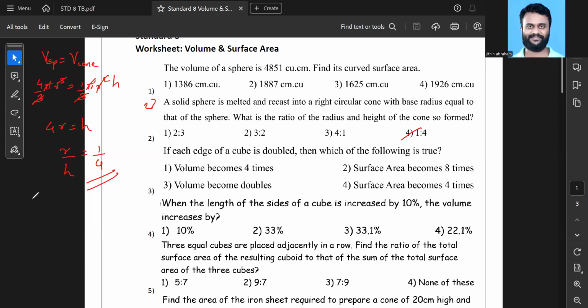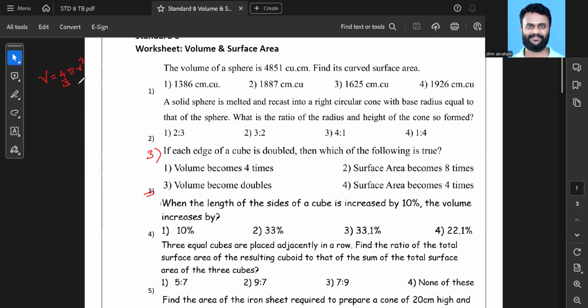Third question. If each edge of a cube is doubled, then which of the following is true? Two options are based on volume and two options are based on surface area. So let me go with the volume first. So if you think about volume's formula is 4 by 3 pi r cube.